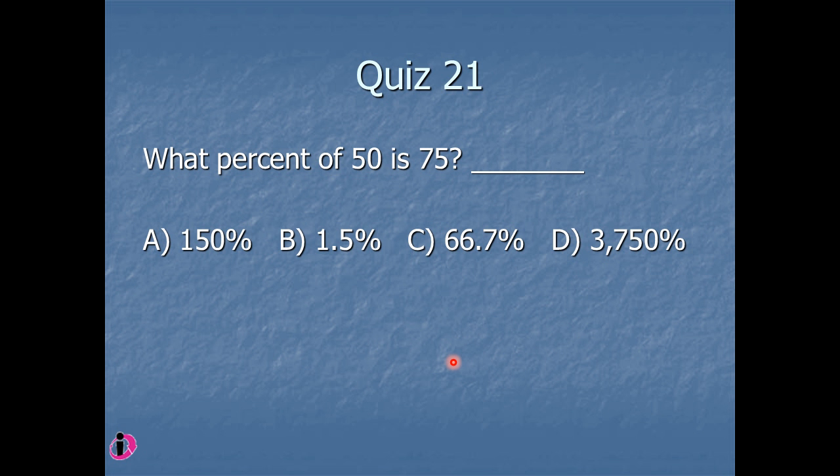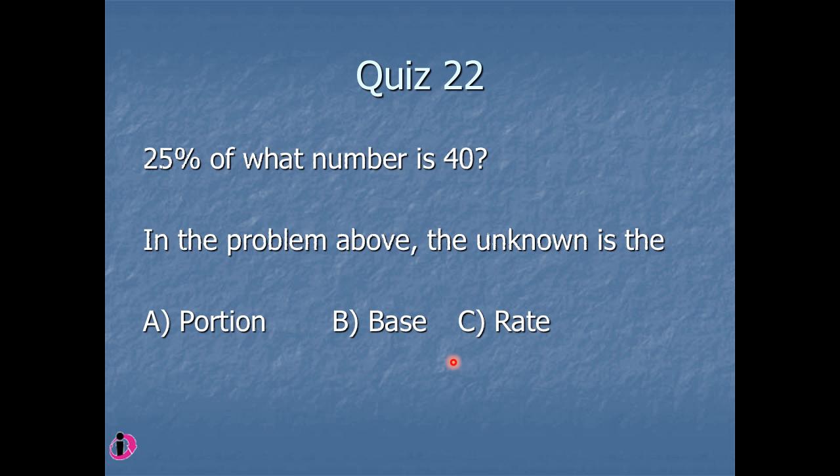The right answer is A. So this is where you can see something interesting, because the percent is more than 100%, and that's why your portion was greater than the base. Whenever the percent is more than 100%, your portion will actually be greater than the base. Okay, the right answer is A.